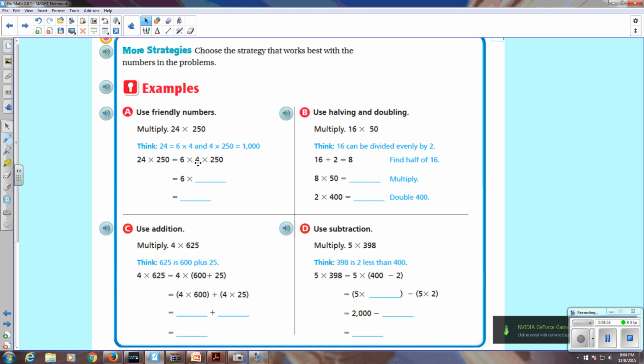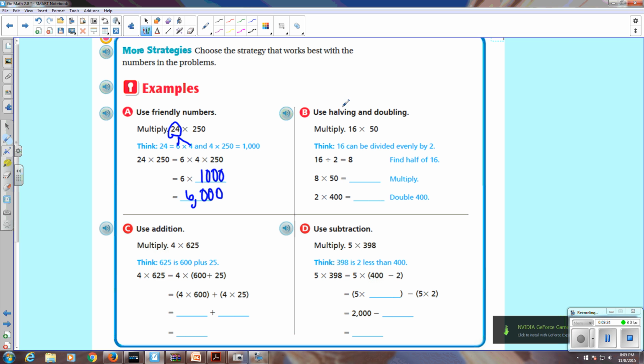I'm going to multiply 4 times 250, which I know is 1,000, because 4 times 25 is 100. And now I'm going to solve 6 times 1,000, which is 6,000. And that's how I use friendly numbers. I take one of my factors and I break them up into easier factors and write a new problem.